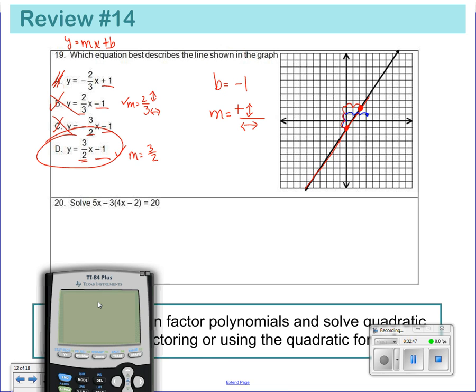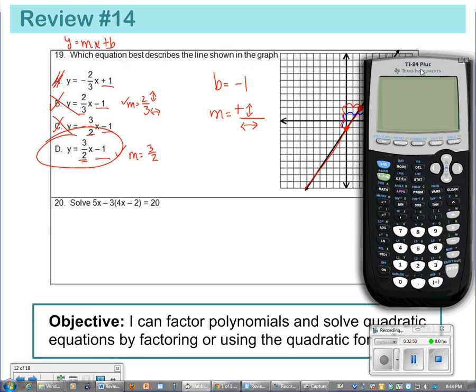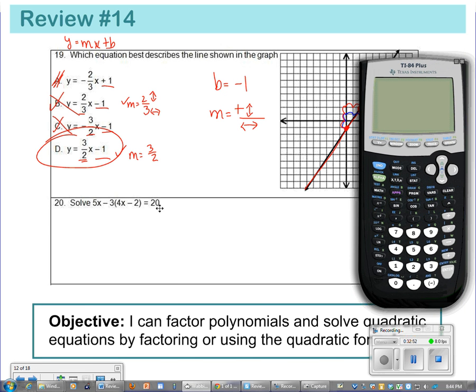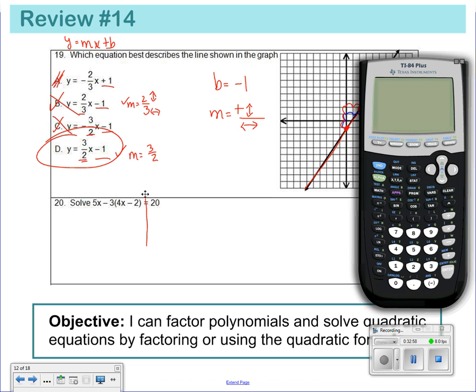Number 20, we are solving because we do have an equation. It is set equal to a number. This is not one of those quadratics, so we have to go through our steps of solving. We're going to draw a line down the equal sign. And notice we do have a parenthesis, so we're going to distribute the negative 3 inside the parenthesis. That means everything inside the parenthesis needs to be multiplied by negative 3. The 5x was not multiplied by it, so I'm going to write it down. Nothing happens to it.